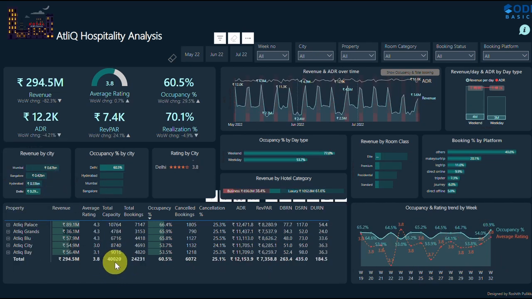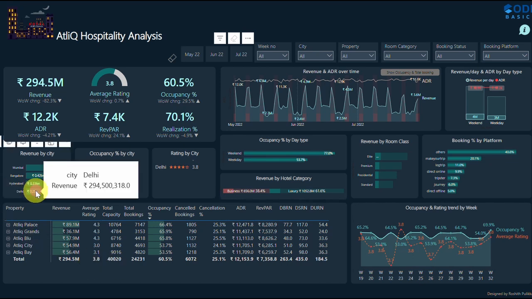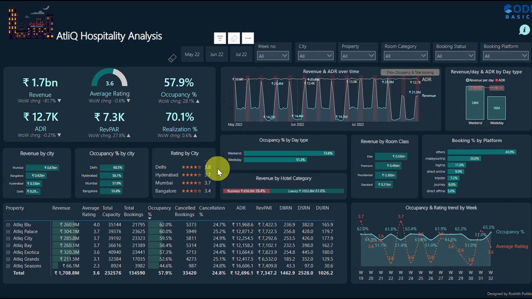This suggests that Delhi is performing exceptionally well given its limited capacity, with strong demand indicated by the high occupancy and high rating. Therefore, if AtliQ Grands has any expansion plans, Delhi might be a prime candidate for increased capacity that could significantly boost the revenue.